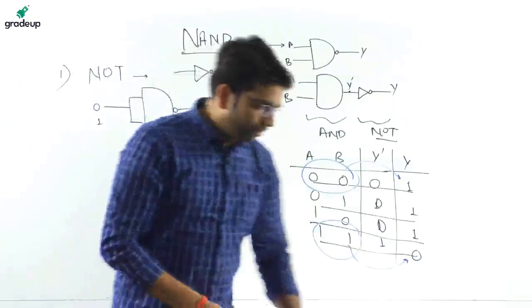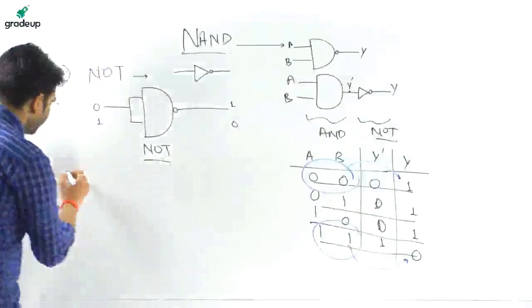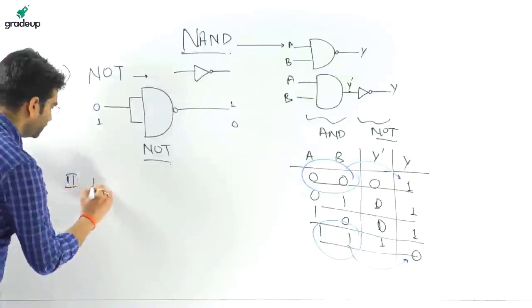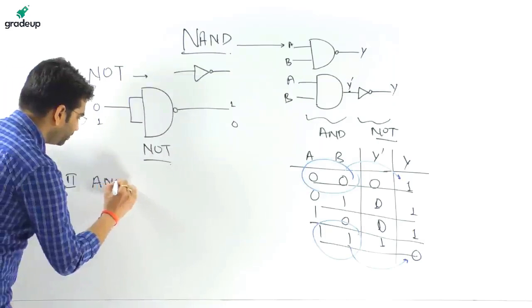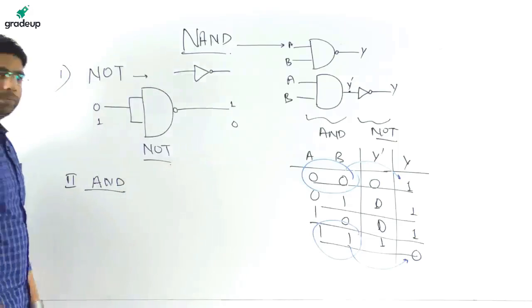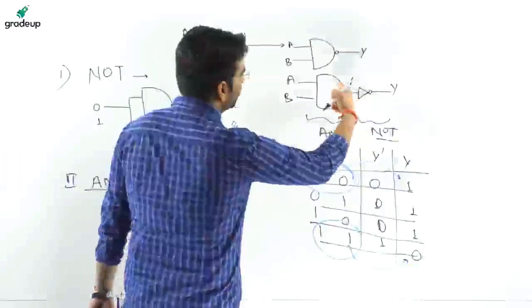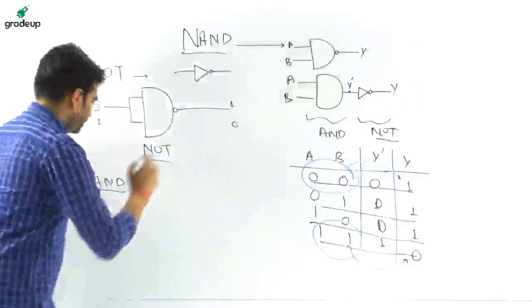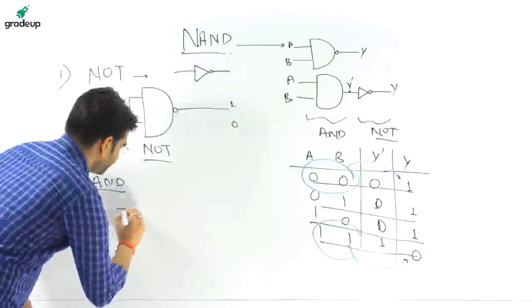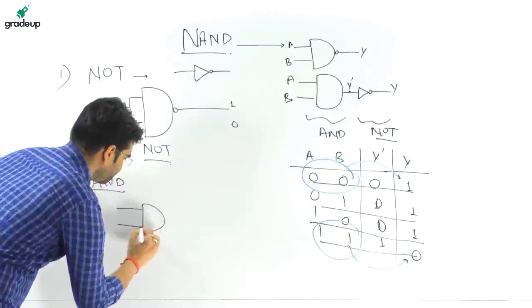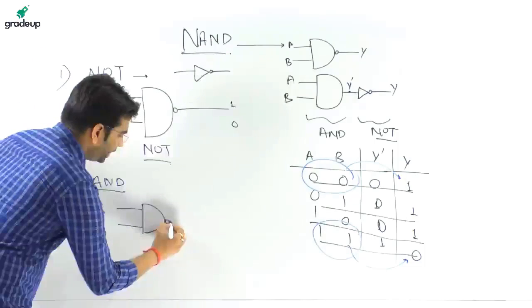Now the next gate that we will design is the AND gate. How to design an AND gate out of a NAND gate? See, dear friends, here AND gate plus NOT gate is NAND gate, okay? So we can do one thing. It is a NAND gate.